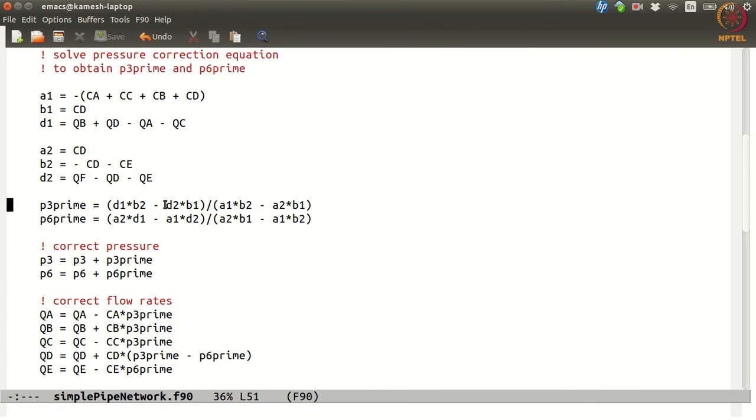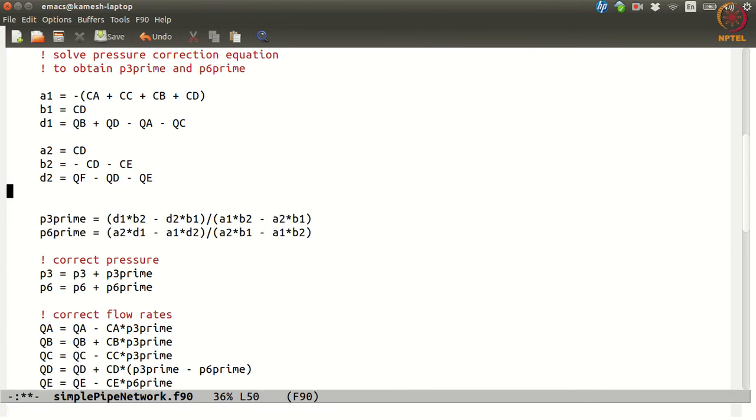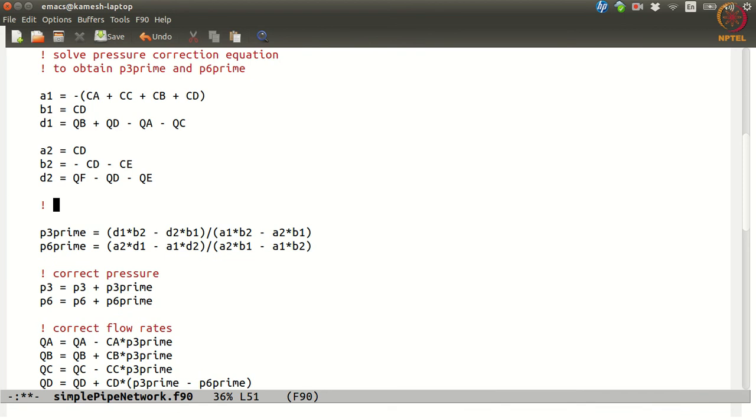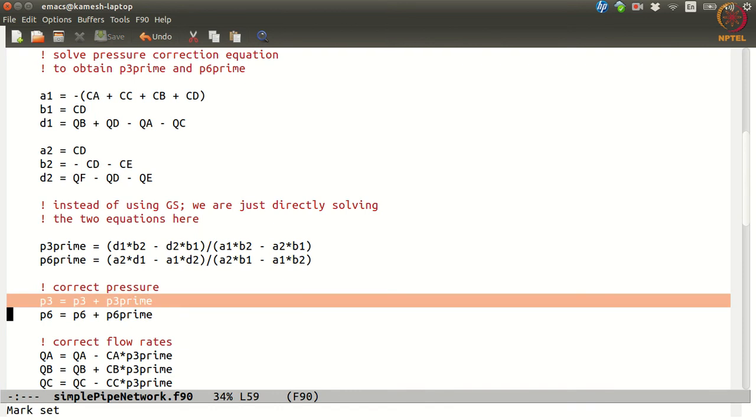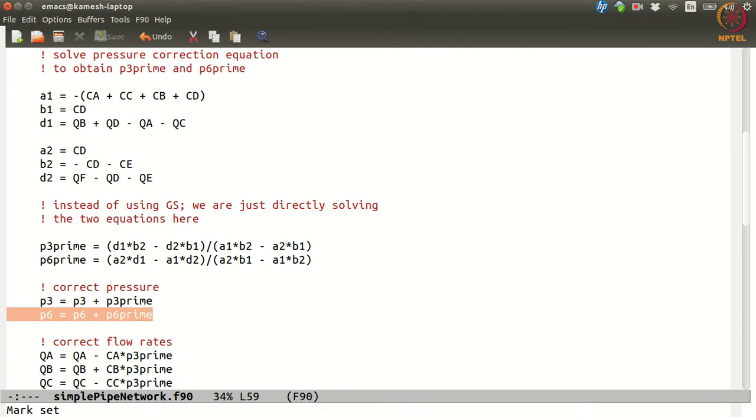Okay, so basically instead of using Gauss-Seidel, we are just directly solving the two equations here. All right, so that's what we do. Then once you obtain what is p3 prime and p6 prime, we can just correct them, right? So basically correct p3 equals p3 star plus p3 prime. Similarly, p6 equals p6 star plus p6 prime. Okay, so we have done that.